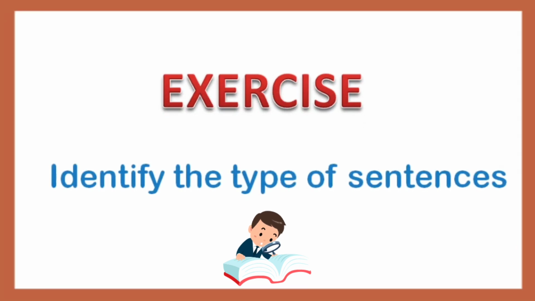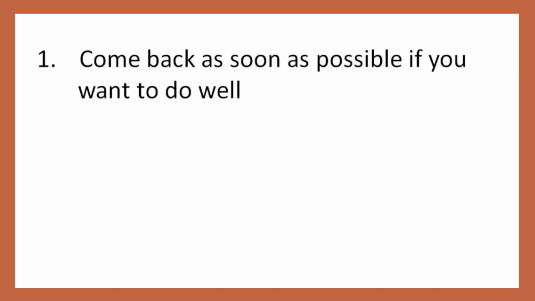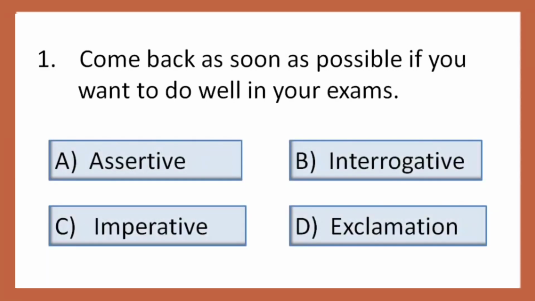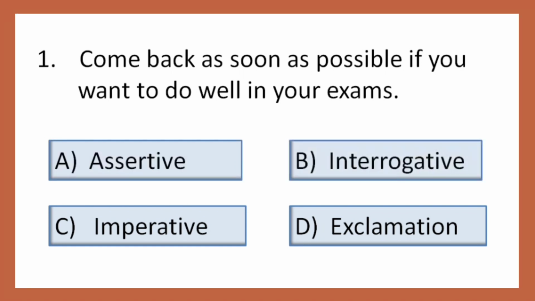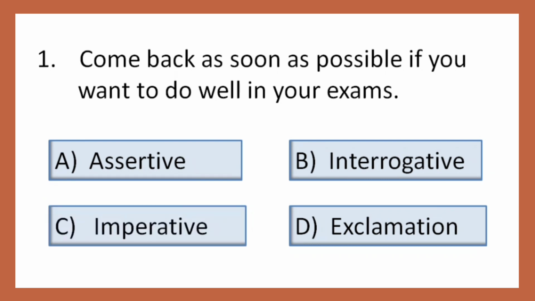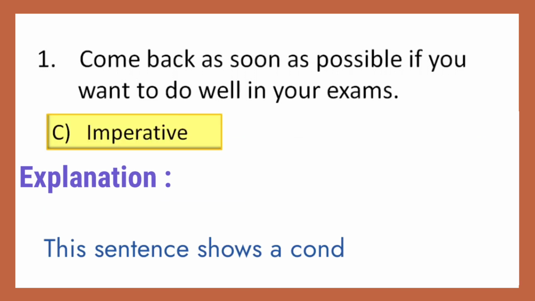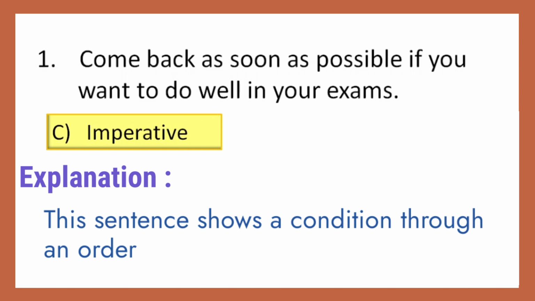Here is the exercise for you. Identify the type of sentences. First one. Come back as soon as possible if you want to do well in your exams. Option A. Assertive. B. Interrogative. C. Imperative. D. Exclamatory. The answer is option C. Imperative. Explanation. This sentence shows a condition through an order, so it is imperative.